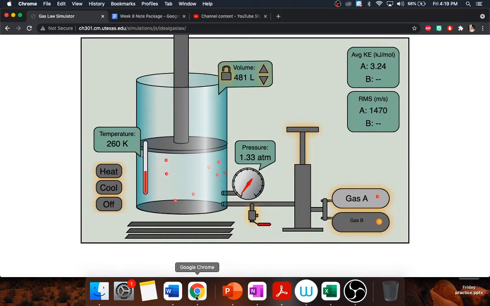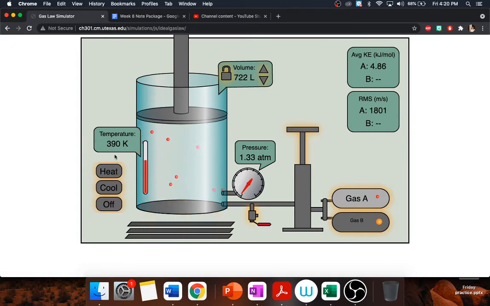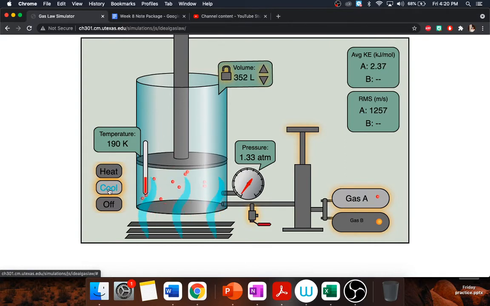So if you have a particular gas, like you see here, and the pressure is constant, what would change about the volume if I change the temperature, right? So what I'm going to do here is I'm going to increase the temperature. Right now, temperature is 260 Kelvin and the volume is 481 liters. So if I increase the temperature, I notice that the volume is increasing as well. Well, what if I decrease the temperature? If I decrease the temperature, the volume is also decreasing, right?